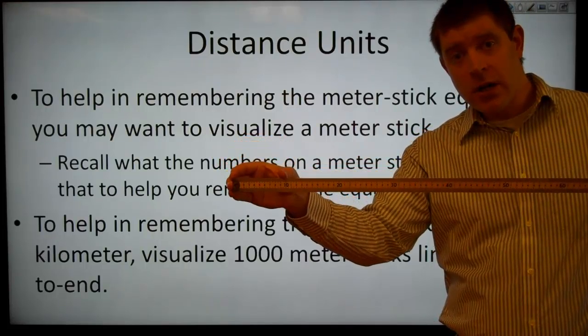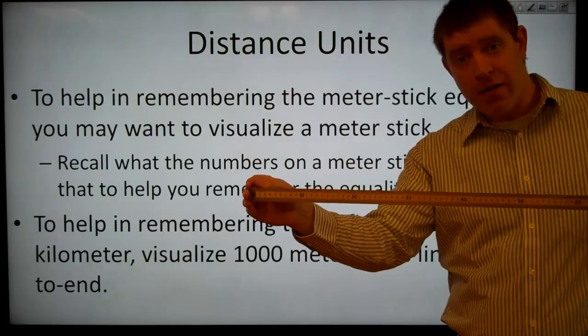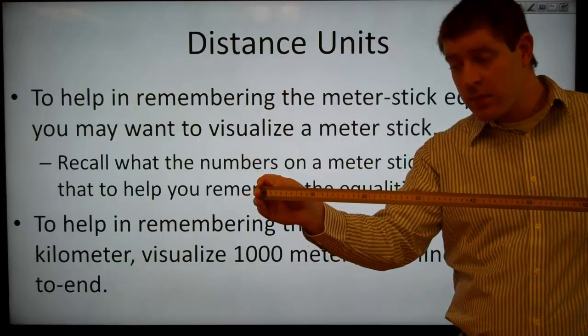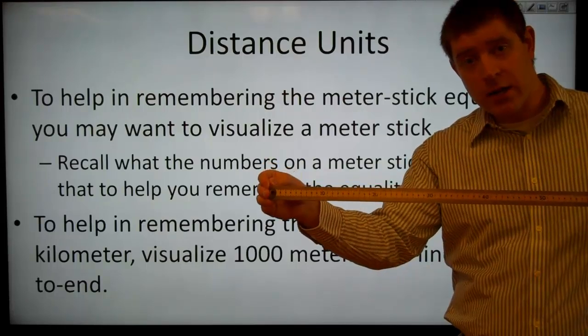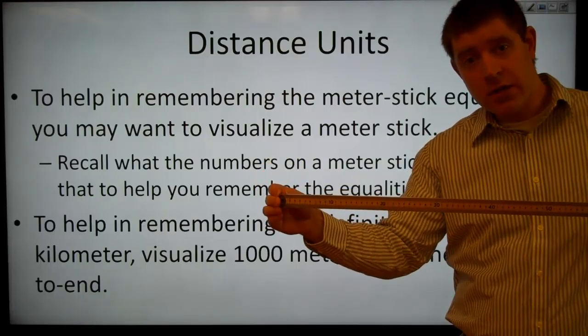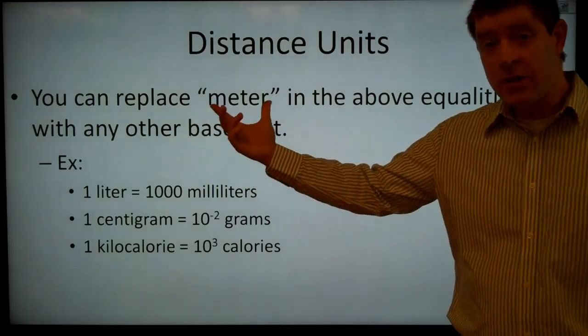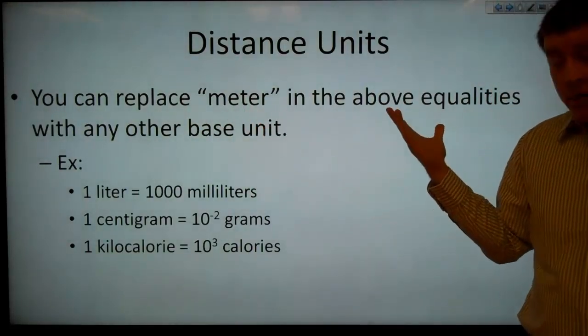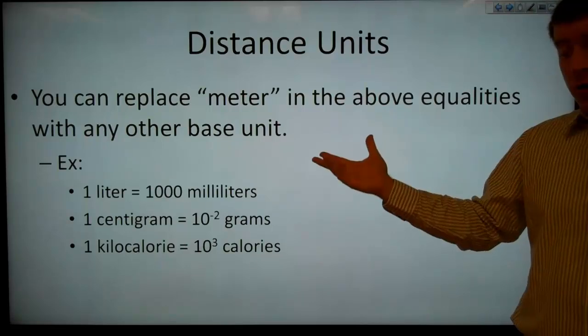A centimeter is smaller than an inch. It's a little less than half an inch. A millimeter is much less than that. It's more like a 1/16 of an inch. You can replace the word meter in any of the above equalities with any other base unit.